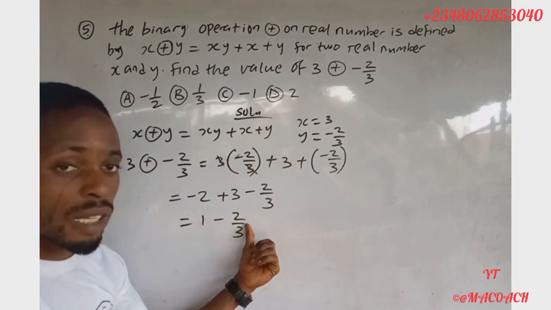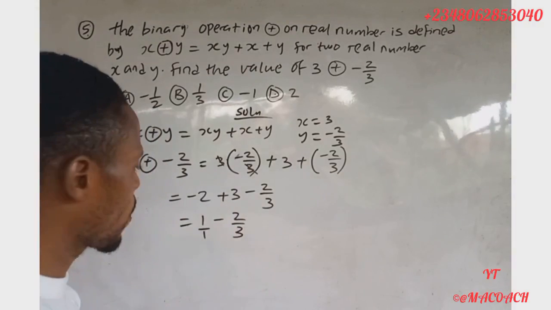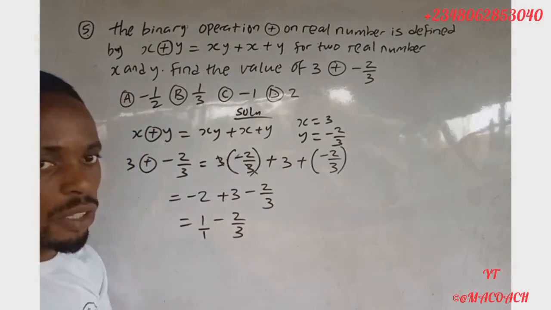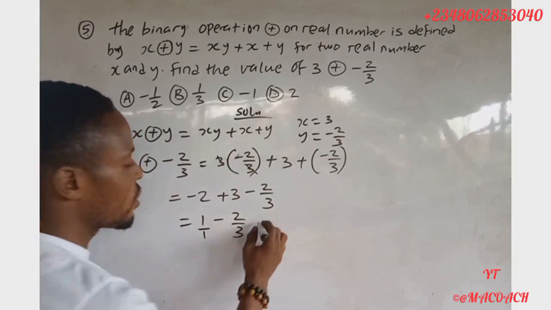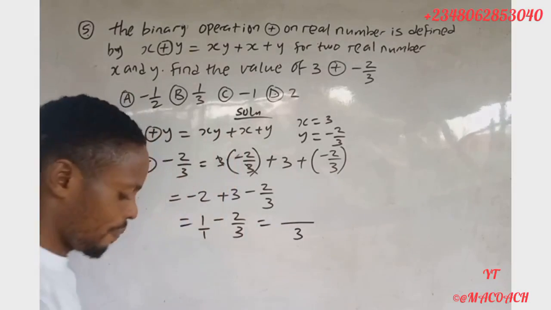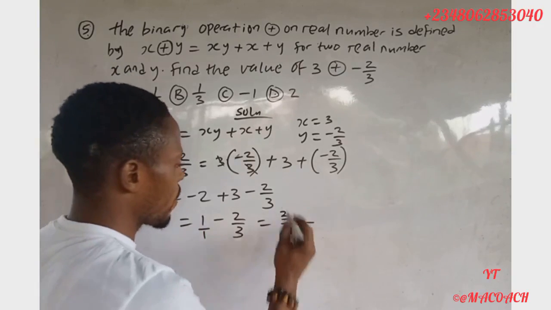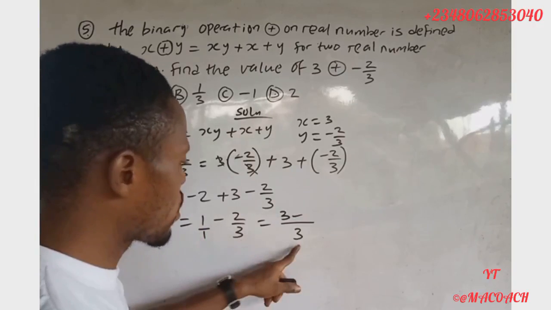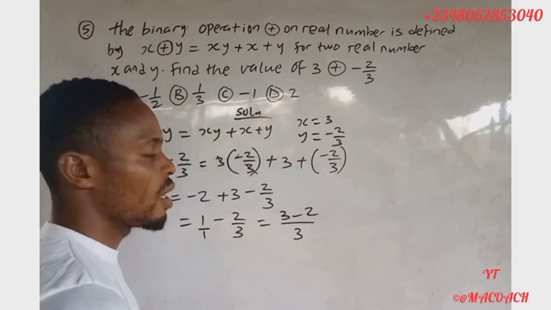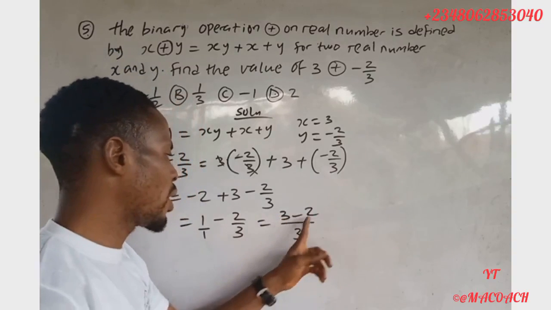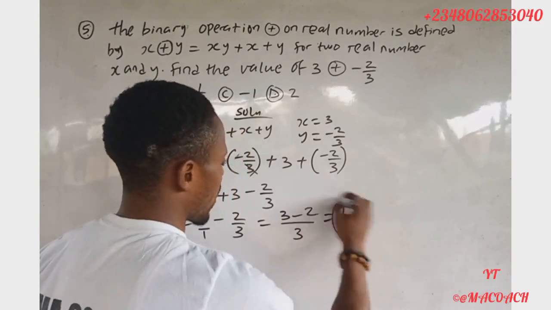To get the value now, because this one is not in fraction but this one is in fraction, let's put 1 over 1 to make it a fraction, so they are the same kind. When you see a question like this, the next thing is to find the LCM of the denominators. So let's find the LCM of 1 and 3. The LCM of 1 and 3 is 3. So we have over 3. 1 divided by 3 is 3, 3 times 1 gives 3. Minus 3 divided by 3 is 1, 1 times 2 gives 2. Let's subtract 3 minus 2, we have 1. So we have 1 over 3.